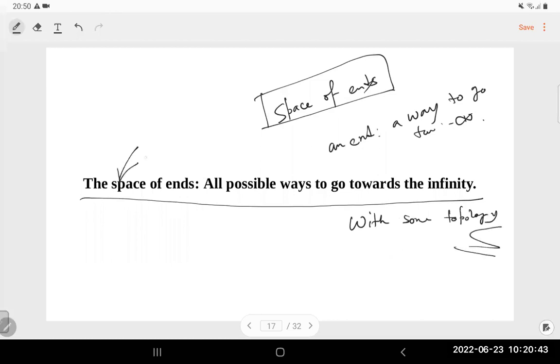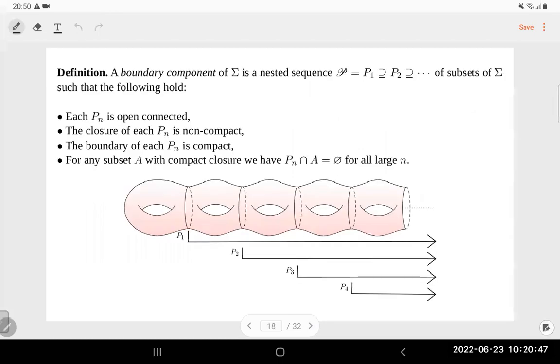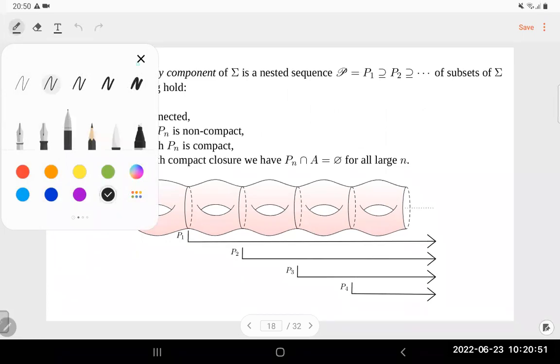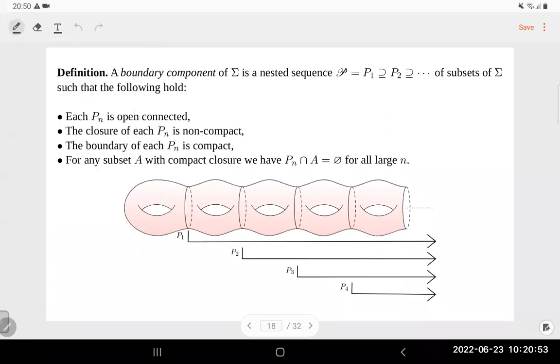That is why I'm writing space here. Okay. All right, so let us consider a definition. The first definition: from now on, every surface will be assumed to be an abstract surface.